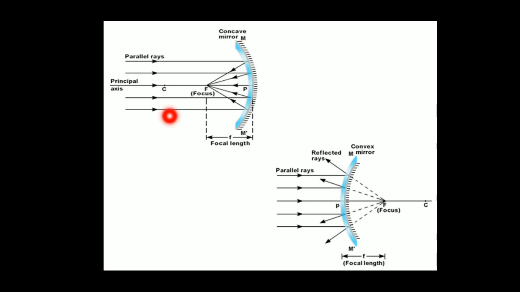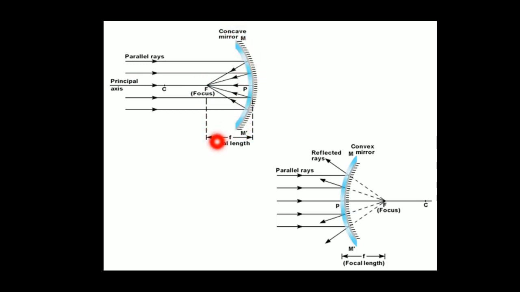So here, what is this mirror? Concave mirror. Parallel rays are falling, and after reflection all the rays converge to a point. This point is called the focus. Both these slides we studied last class itself. The point where the image is converged is called the focus, and the distance is called the focal length.